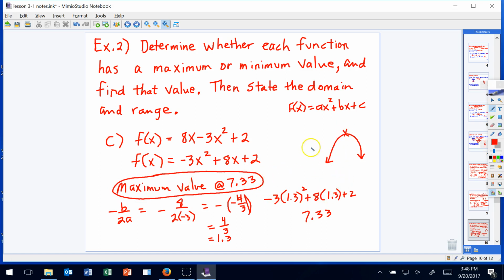And now let's determine domain and range. Well, we already know what the domain is. And the range, since this goes downward, and this is at 7.33, remember y, we're looking up and down the y-axis. So at the very top of the range, we have 7.33, less than or equal to. So it's going to be all the numbers from 7.33 and downward. All right, so hopefully that helps you out.